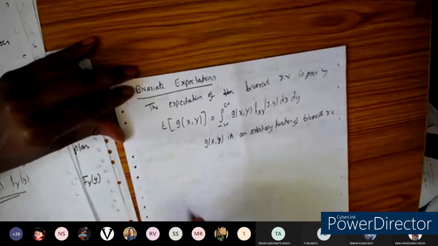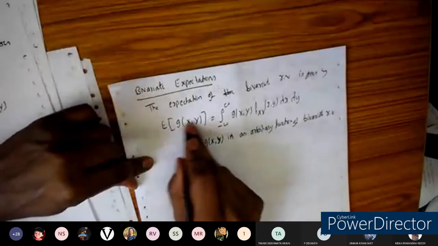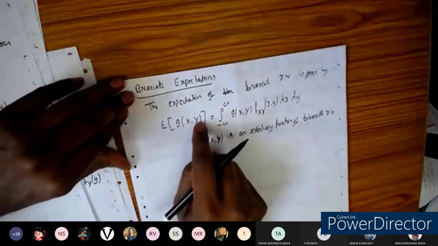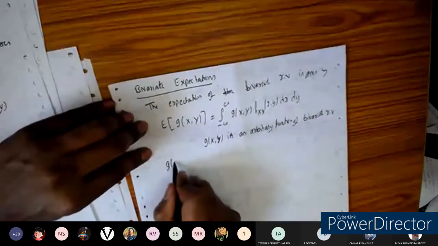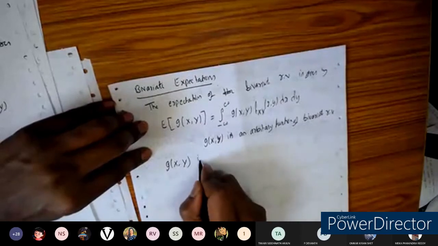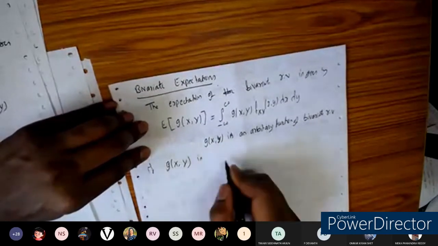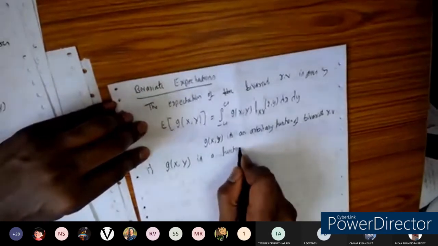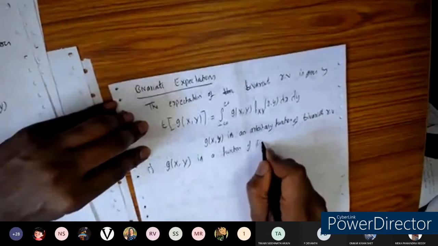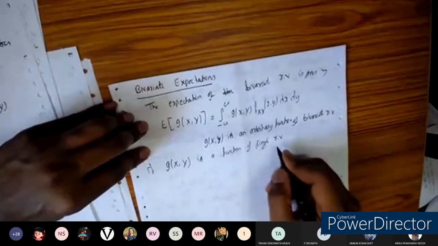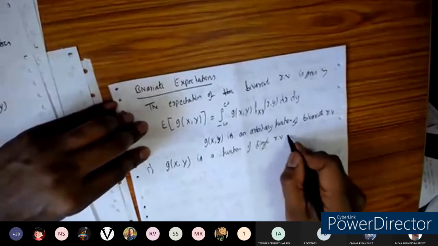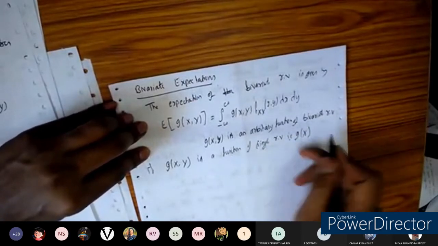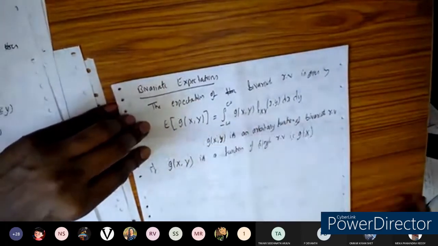Done. Okay, next, let us take here. Suppose g of x comma y is a function of two random variables here. Suppose I consider g of x comma y to be a function of a single random variable, that is, we consider it as a function g of x. Let me see what will happen for this expectation.